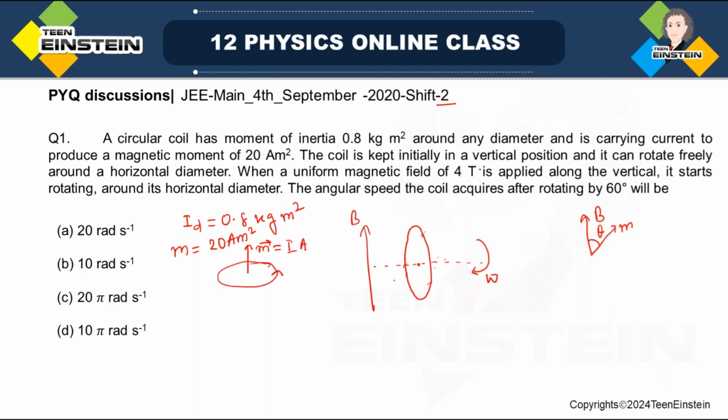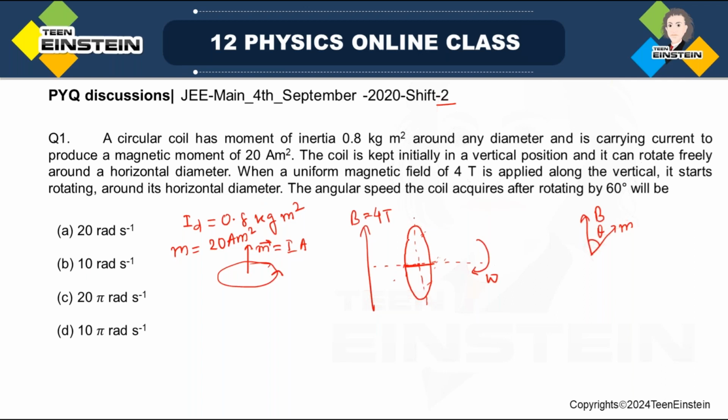So the coil is kept initially in a vertical position. As you see here, this is the vertical position, and it can rotate freely around a horizontal diameter. You can see this diameter. Okay, so suppose this is horizontal diameter. Okay, so it can rotate about this horizontal diameter. When a uniform magnetic field of 4 Tesla is applied along the vertical, see this is 4 Tesla which is applied along the vertical, it starts rotating around its horizontal diameter. Okay, around this horizontal diameter it rotates.